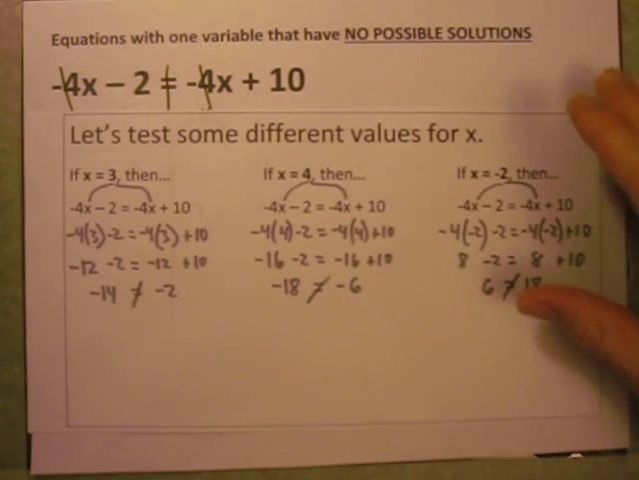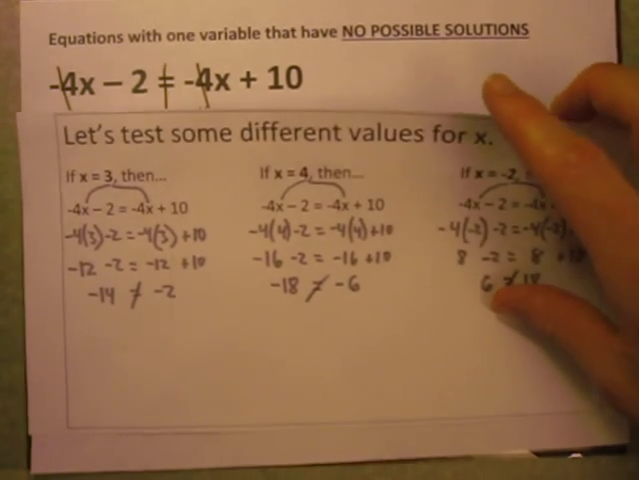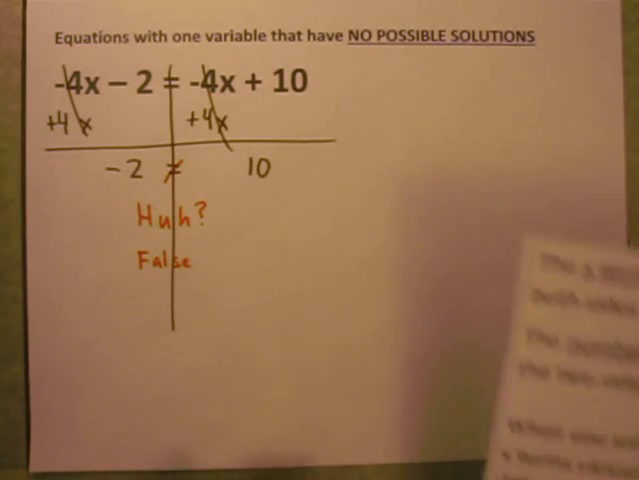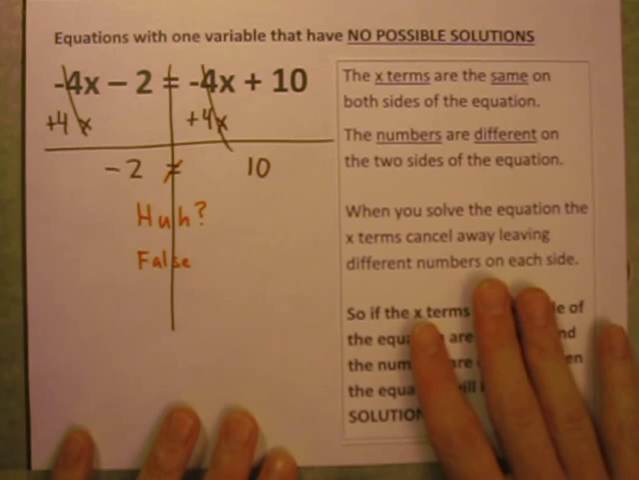This equation has no solutions, which is kind of weird. So what's going on here? How can we identify this? How can we explain how an equation can have no solutions? Well, here are a couple things that we want to notice about the equation.